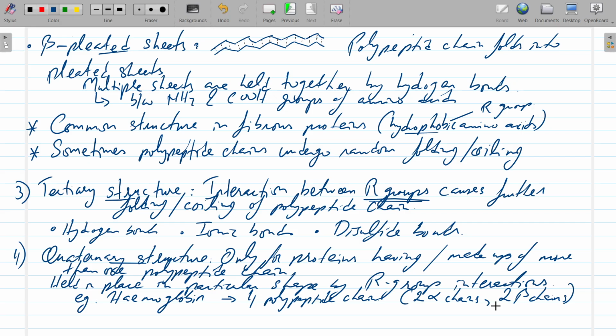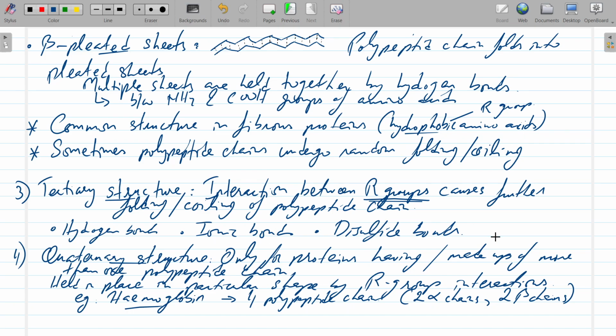This is the name given to the polypeptide chains, their length and coiling and all that. So 2 alpha chains, 2 beta chains over here, and 4 in total, and so those 4 come together to form one molecule of the hemoglobin protein. So that is an example of a quaternary structure.